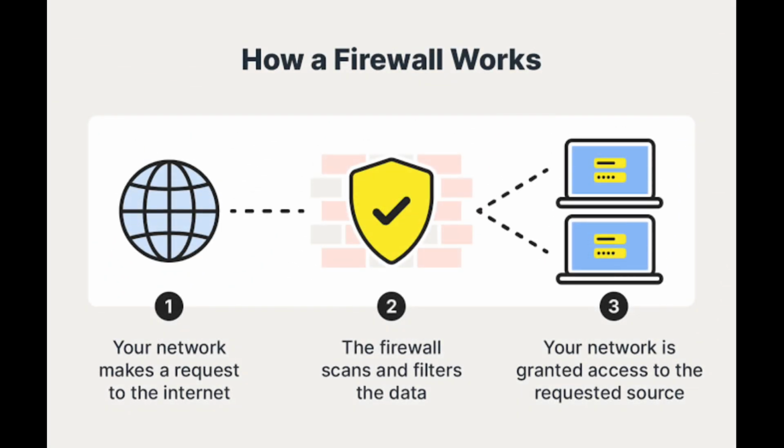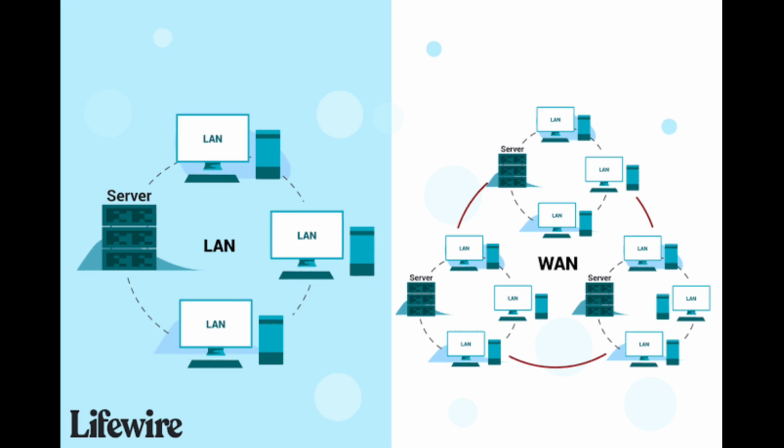Firewall. A firewall is a security device that is used to monitor and control incoming and outgoing network traffic. Firewalls are used to protect networks from unauthorized access and other security threats. Types of enterprise computer networks.